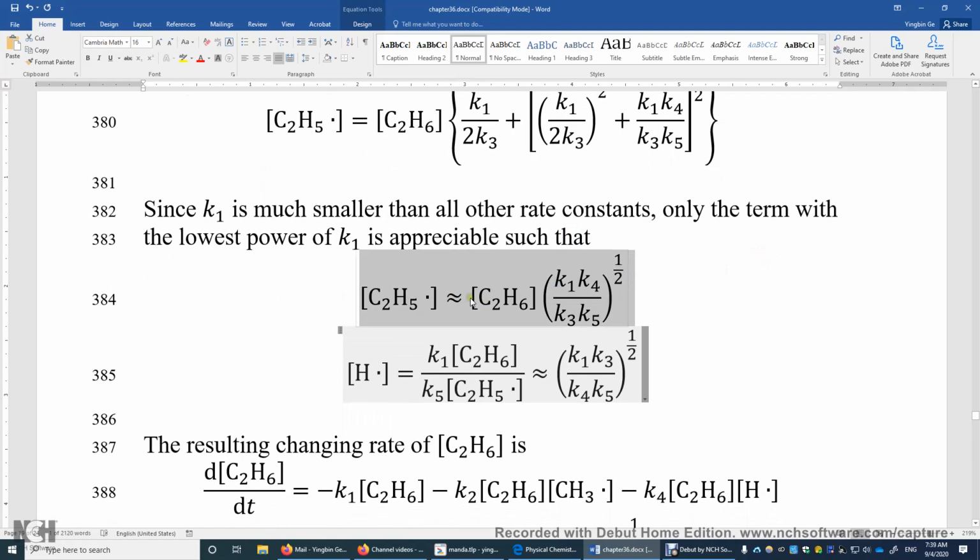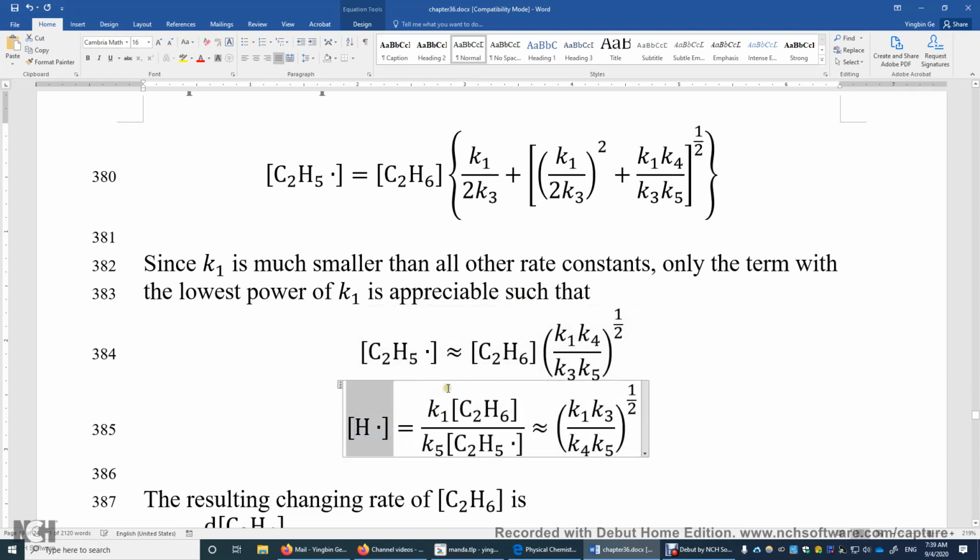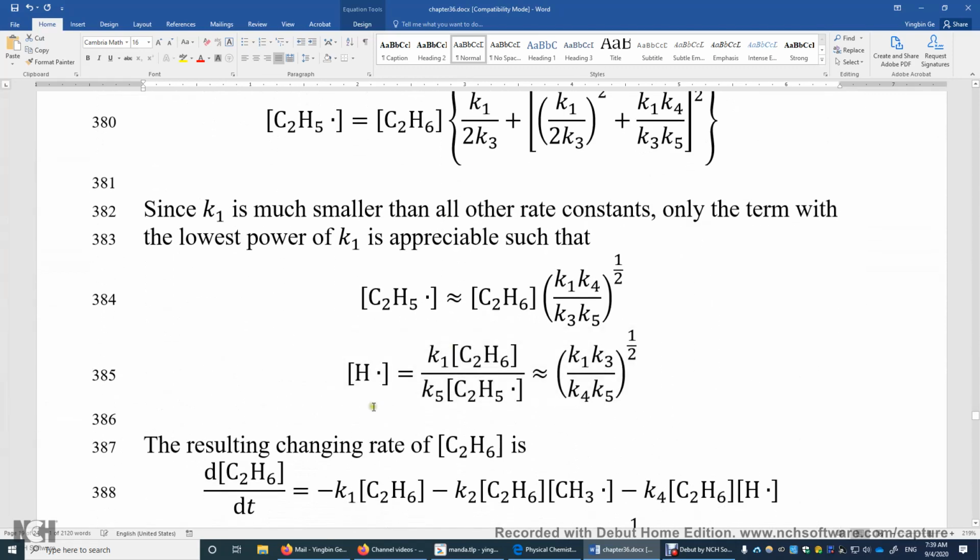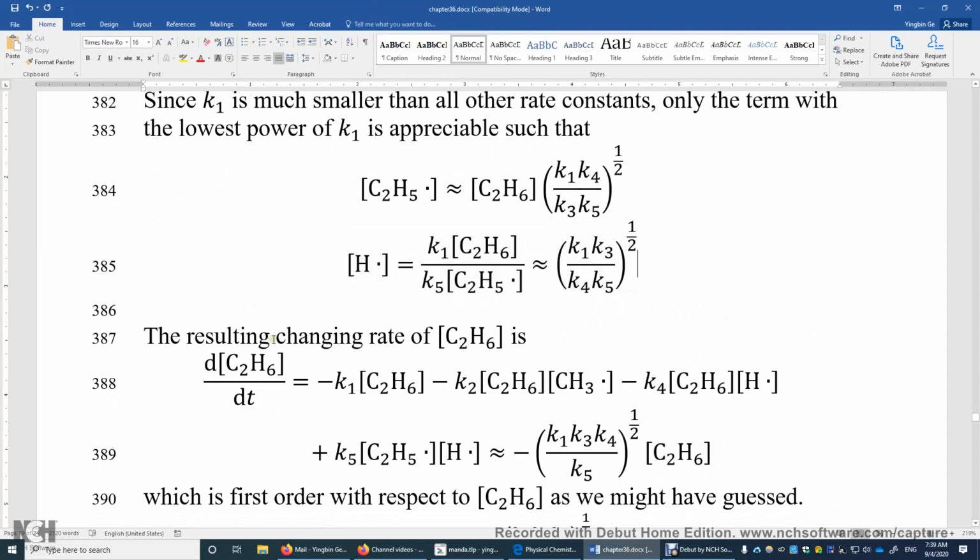And then we plug in this equation to the hydrogen radical expression. It's right here. And then we get the expression for the hydrogen radical. It's over here. All right. The resulting changing rate of C2H6 is thus this. C2H6 is involved in 4 elementary reactions. This is the carbon-carbon bond breaking reaction of C2H6. I believe this is the reaction between C2H6 and the methyl radical. This is between ethane and the hydrogen radical. And this is the final termination reaction between these 2 radicals.